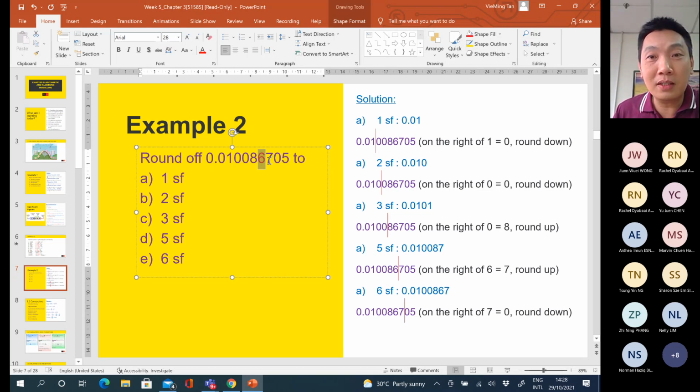Round up. So we just delete the numbers on the right hand side and add 1 to this 6, so it becomes 7. This is because the neighboring number is greater than 5, so I have to add 1 to the 6. So the answer is 0.010087.